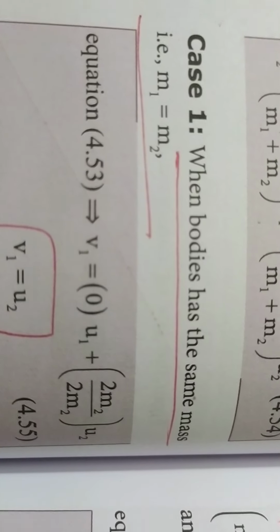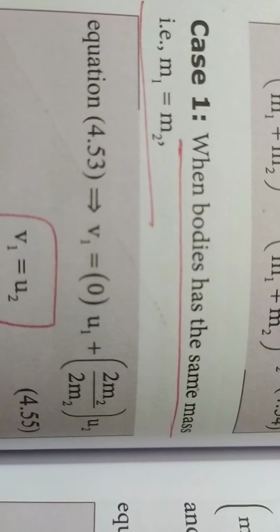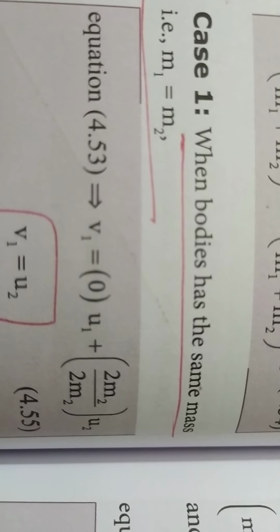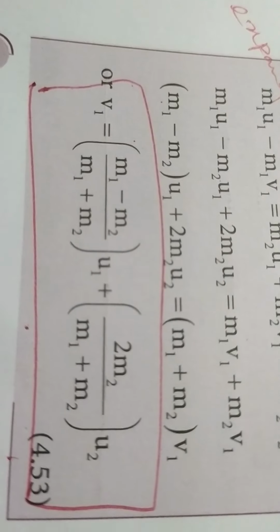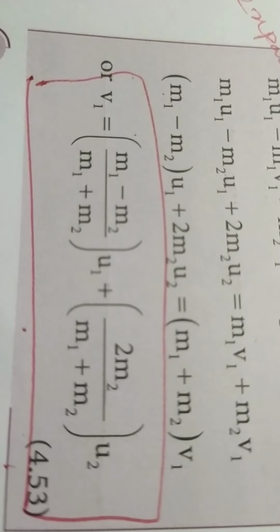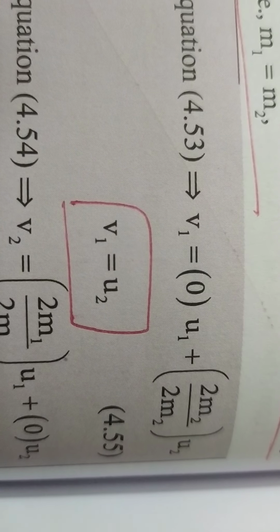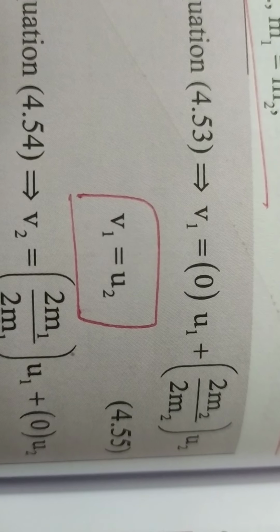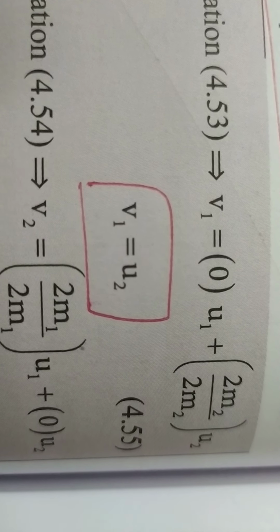to see now. And when you take both the bodies, that is first body and the second body, they are having the same mass, M1 is equal to M2. In such a case, in this equation 453 you can substitute M1 is equal to M2. So the first term will get cancelled because M1 minus M2 is equal to 0. So you will get the second term alone. So there M1 is equal to M2 means 2M2. So 2M2, 2M2 get cancelled. So V1 is equal to U2.